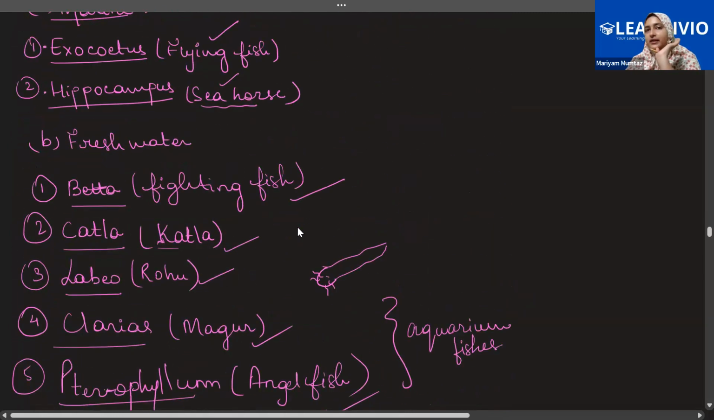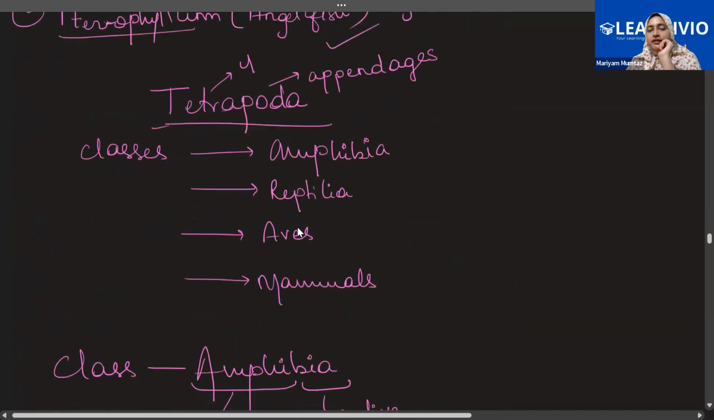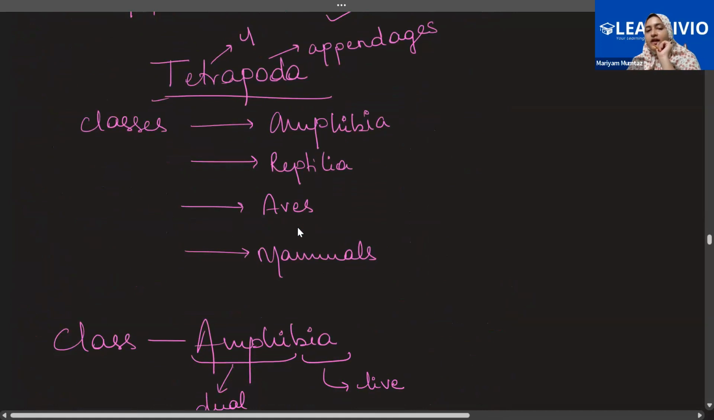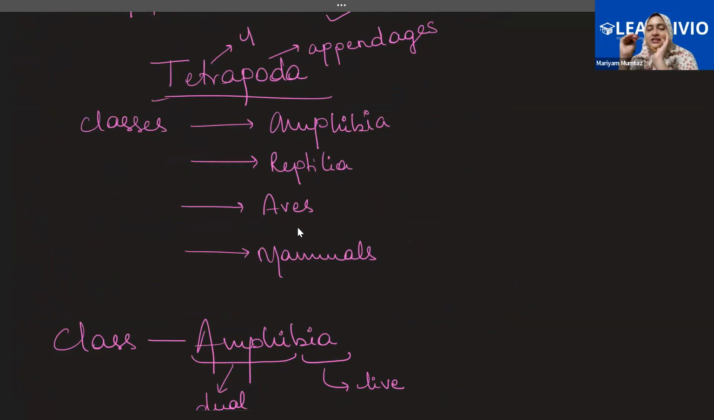Okay, any doubts up until now? No, ma'am. All right, now moving forward to tetrapoda. Now, the more you move here, the more you can relate and imagine and connect. We have tetrapoda. Tetra means four, poda means appendages.